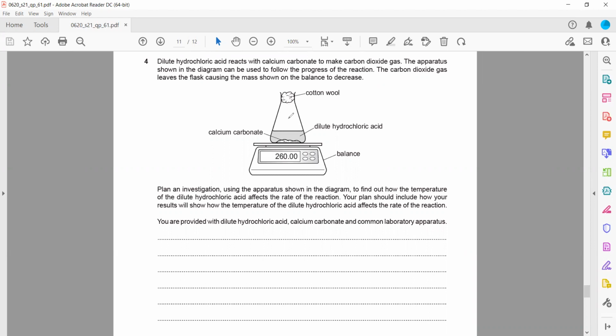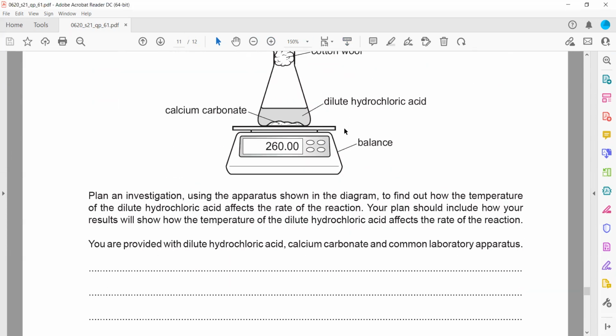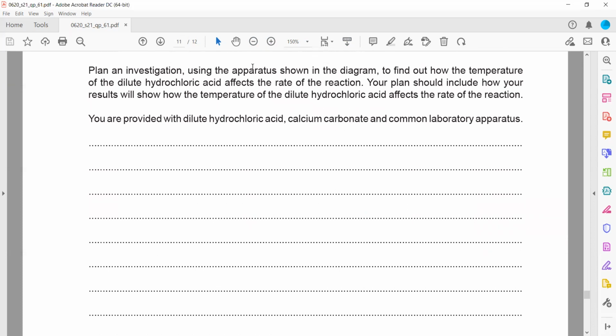What we have to do is plan an investigation, like plan an experiment using the apparatus shown. So using this apparatus, we have to plan an experiment to find out how the temperature of dilute hydrochloric acid affects the rate of the reaction. And your plan should include how your results will show how the temperature of dilute hydrochloric acid affects the rate of reaction.